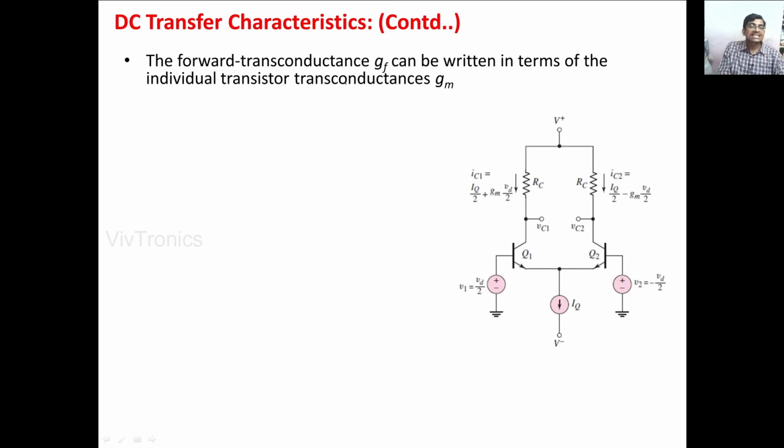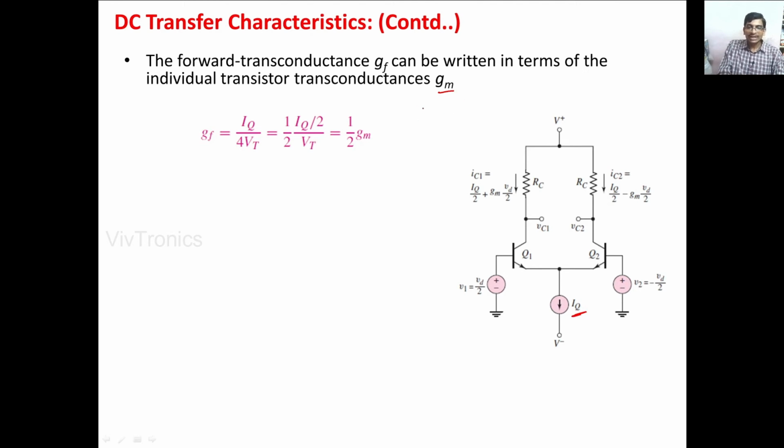Here, as we are applying V1 and V2 opposite in direction, we can get the forward transconductance GF, which can be written in terms of the individual transistor transconductance gain GM. GF will be equal to IQ divided by 4 times VT. Here IQ is the constant current source current and VT is the thermal voltage equivalent. I am going to split this equation like 1 by 2 into IQ by 2 divided by VT.